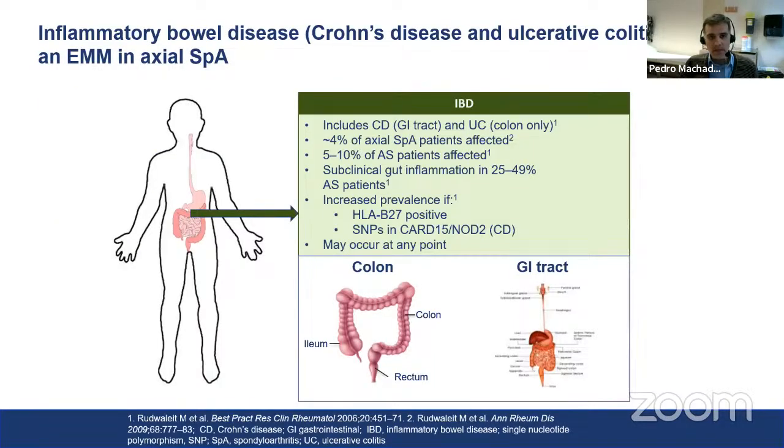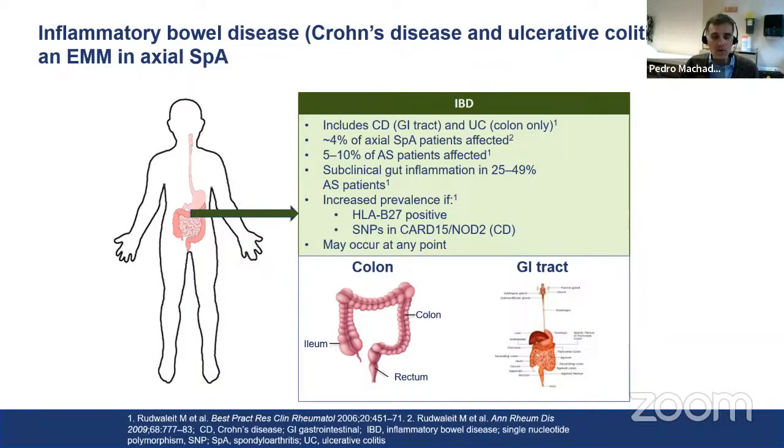Inflammatory bowel disease affects between 5 to 10% of the patients with axial SpA. However, when you think about subclinical gut inflammation, there have been now several studies showing that this is much more prevalent than clinical inflammatory bowel disease and can affect up to 50% of patients with axial SpA. It's also increased with the presence of HLA-B27, and other genetic variants have also been shown to be associated with the disease.